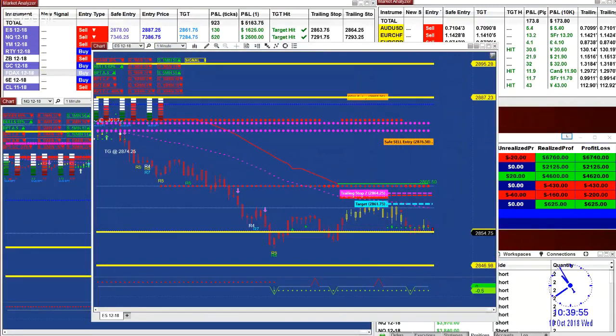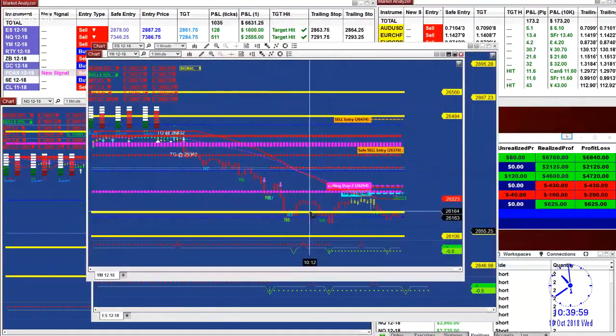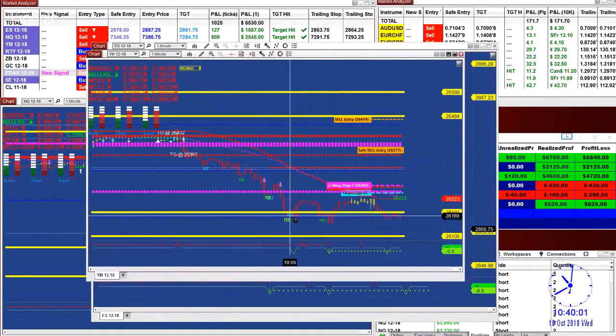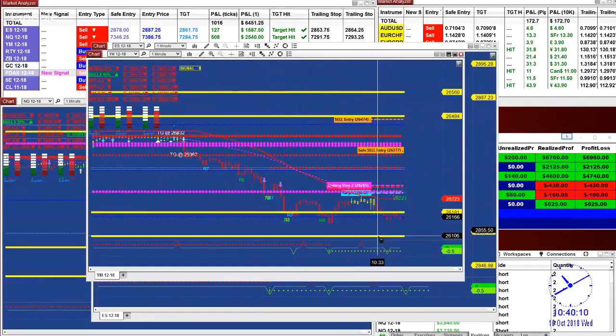The same story on the YM. Look, guys, you see those two yellow lines? It came in the first time, the second time, and the third time. And once the market entered those two yellow lines, you should not be taking a short trade anymore.